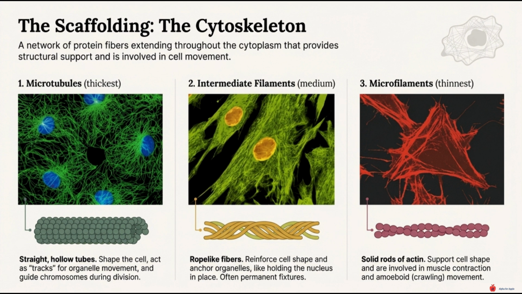The thickest are microtubules. Think of them as hollow tubes. They act as tracks for organelles to move along, and they're essential for separating chromosomes during cell division. Then you have the thinnest ones, microfilaments, made of a protein called actin. They're critical for holding the cell's shape, especially in animal cells that don't have a wall, and they are the engine of muscle contraction, working with another protein, myosin.